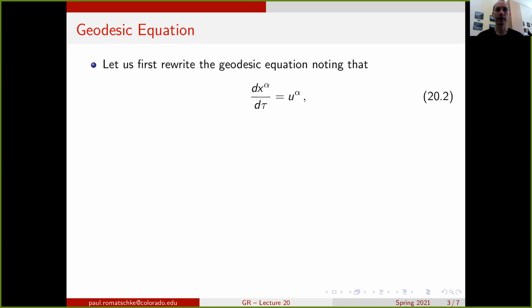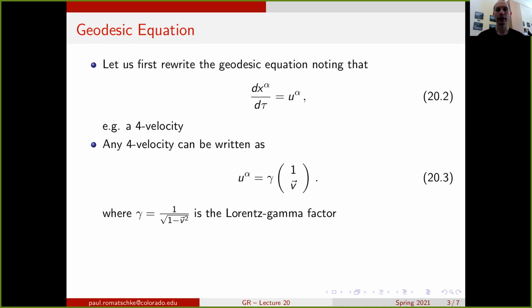The first step is that we rewrite the geodesic equation, noting that the first derivative of the coordinates with respect to proper time is something like a 4-velocity. I call this 4-velocity u^α, and any 4-velocity can always be written in the following form. So I have a 4-vector where I have a unity in the time-like direction, some usual 3-velocity in the space-like direction, and a gamma factor in front.